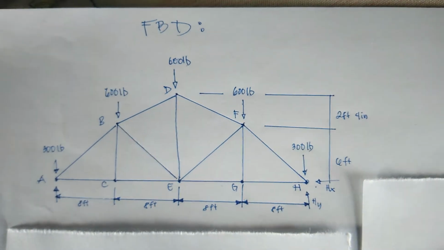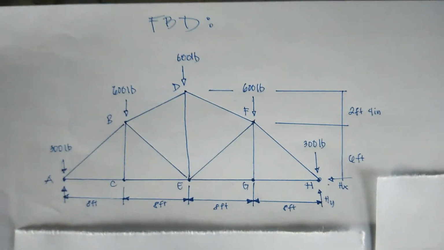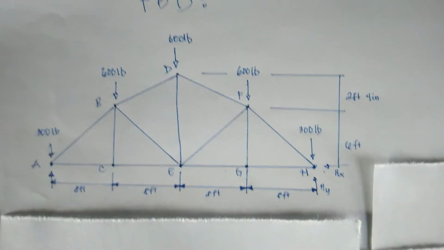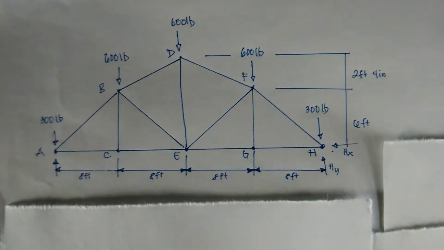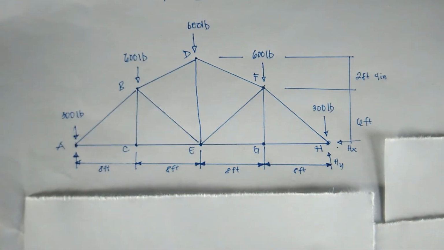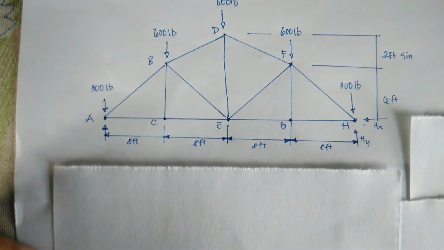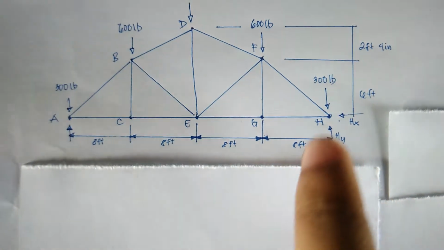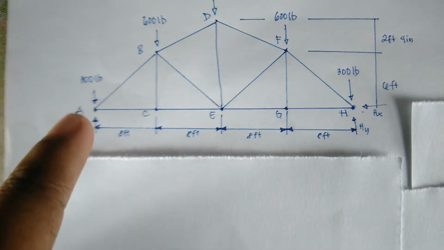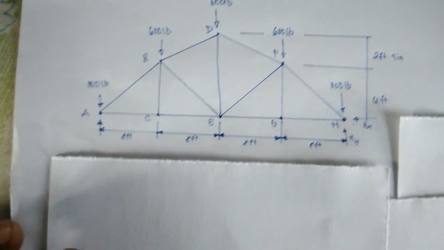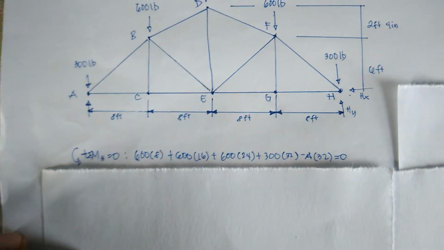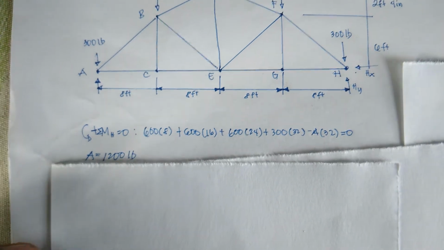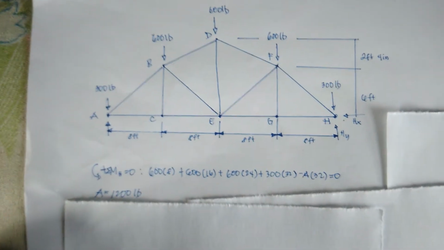So this is the free body diagram of chapter 6, problem 6.12. Here we have two supports, which is a roller at A and a pin connection at H. What we need to do here is take a moment at H so that we can solve for the reaction at A. That moment at H will be given by this value, and the reaction at A will be equal to 1,200 pounds.